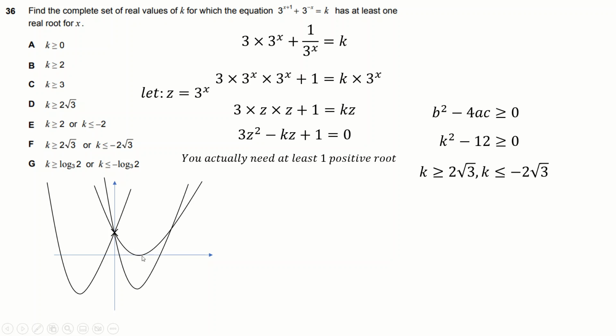Well, notice the turning points, right? If the turning point is over here, where x is positive, then I'm fine, right? If the turning point is somewhere negative, then I'm not fine. So I just need a positive turning point. I need the turning point to be on the right somewhere.